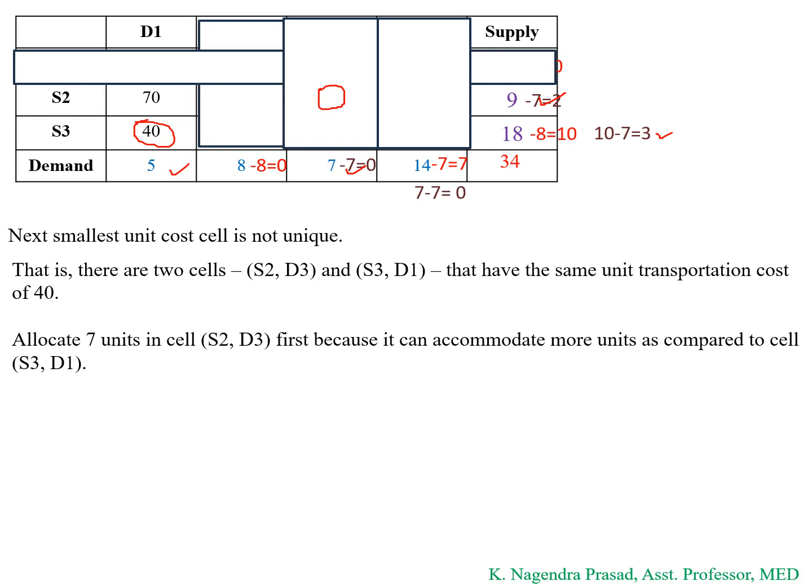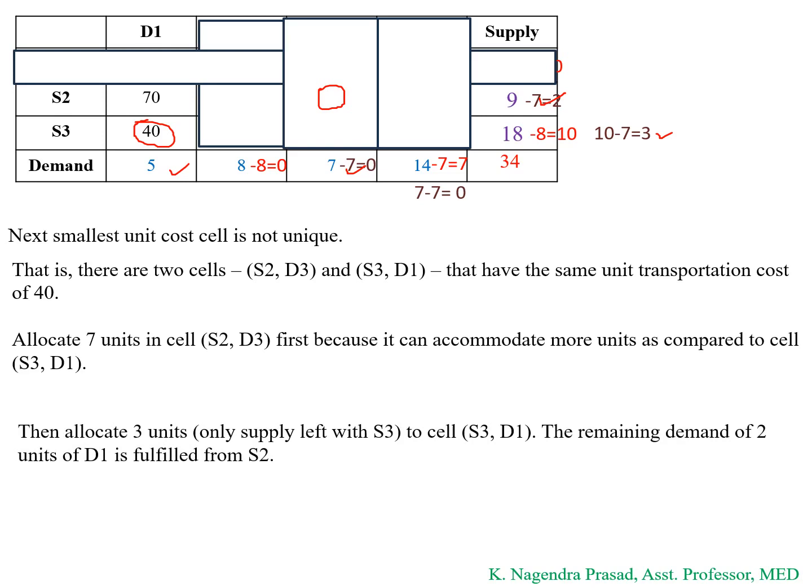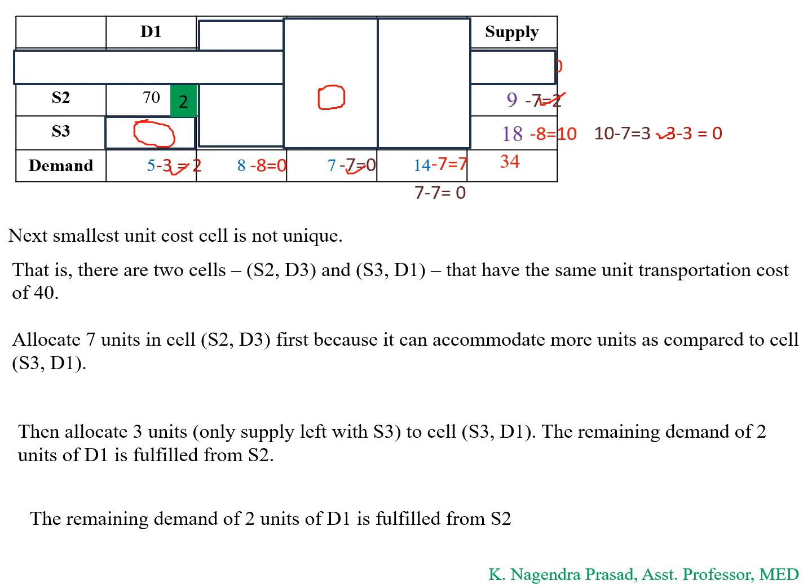The next lowest cost cell is the S3 D1 cell, with 3 units of supply and 5 units of demand. So we allocate 3 units in the S3 D1 cell. Similarly, we subtract 3 units from the demand as well as the supply, that is 3 minus 3 equals 0 and 5 minus 3 equals 2. Then we remove the S3 row. The next remaining cell is the S2 D1 cell with a unit cost of 70, and supply and demand are both 2 units. So we allocate the 2 units to the S2 D1 cell.